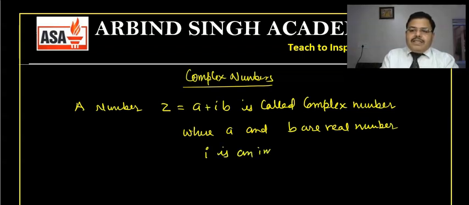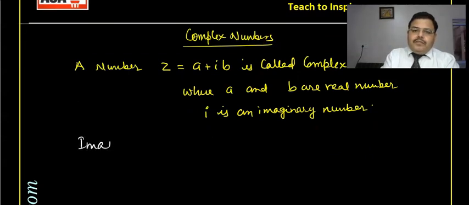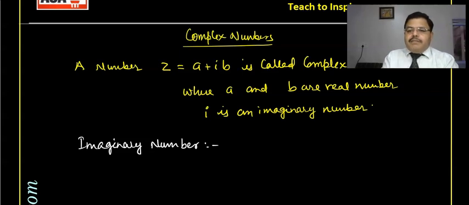And iota is an imaginary number. Iota is an imaginary number. What is this imaginary number? So first I am going to discuss what an imaginary number is, and then we will discuss the remaining things. What is an imaginary number?